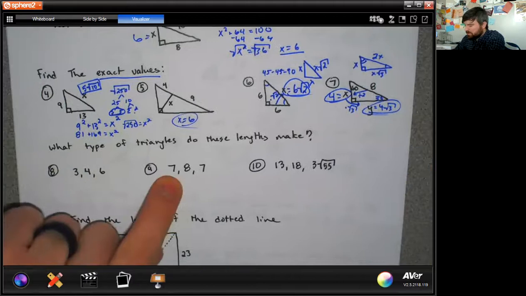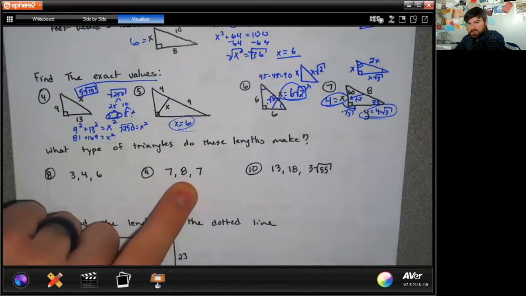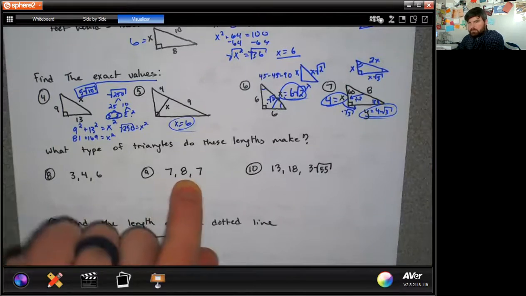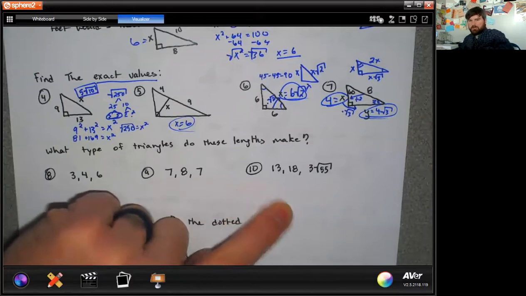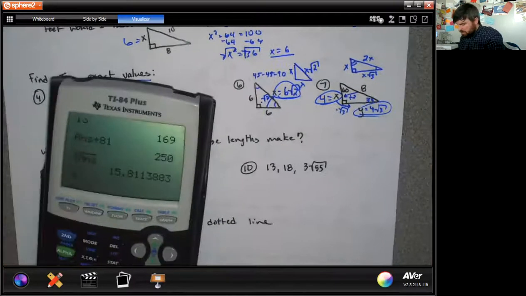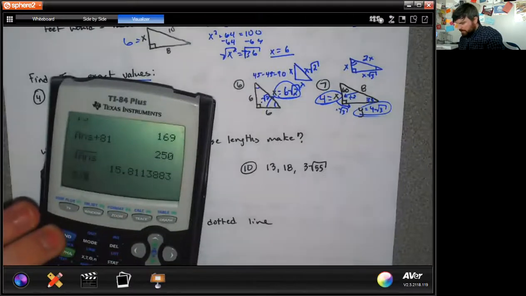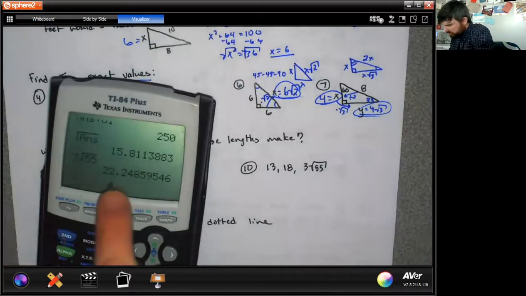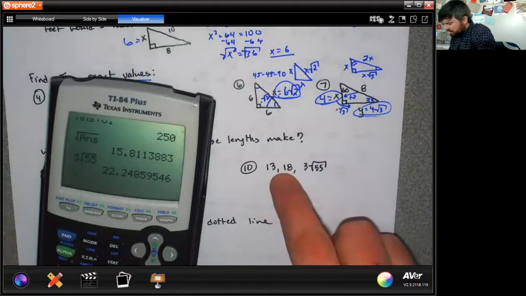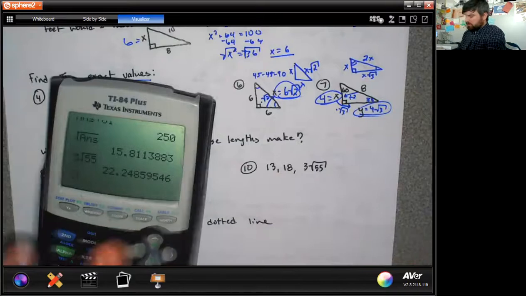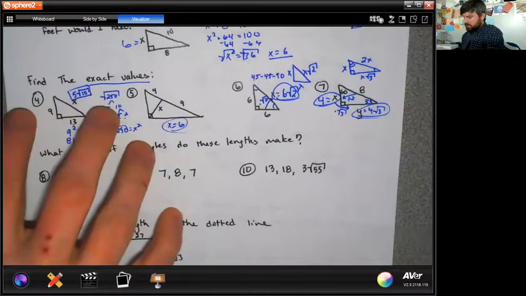If I take 7 and 7, I get 14. That is bigger than 8. So we do have a triangle. Here I've got 13, 18, and 3 radical 55. Well, 3 radical 55 is 22 point something. And if I take 13 and 18, I will get more than 22. So all of these do make a triangle.